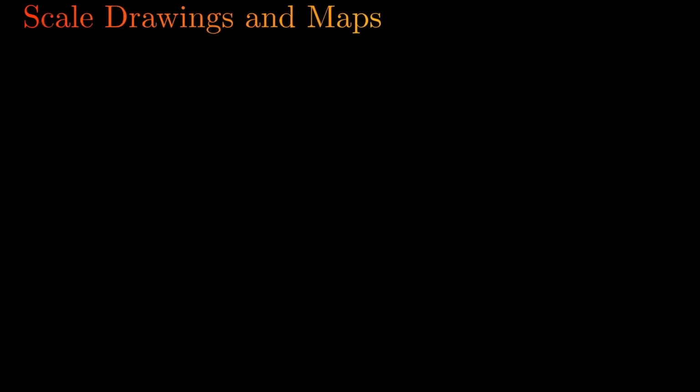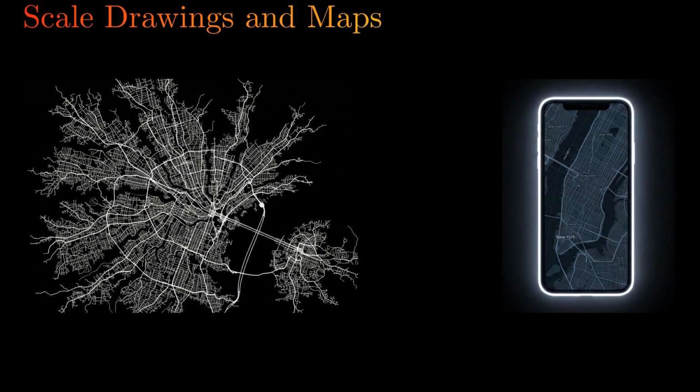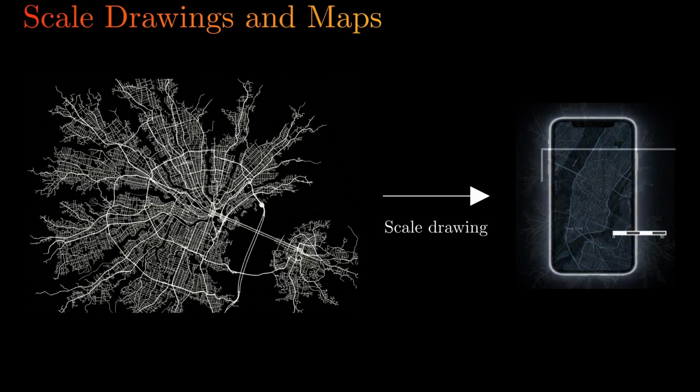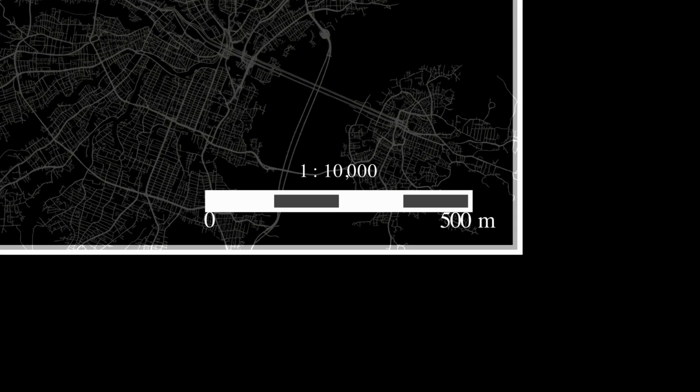Have you ever looked at a map on your phone? You can see whole cities on a tiny screen. That is a scale drawing. It represents real objects, but at a size we can manage. The scale tells us the ratio of the drawing size to the real-life size.